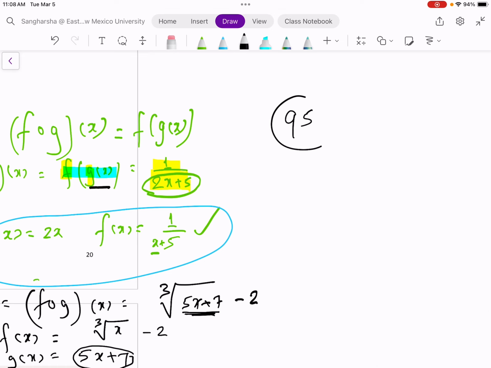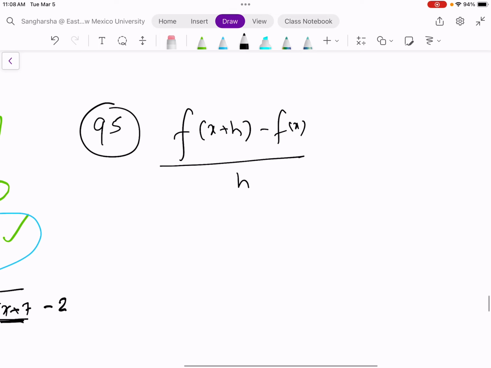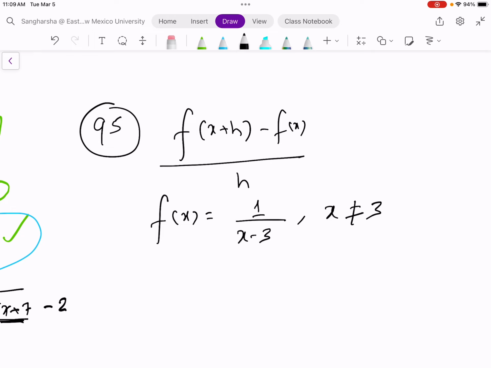In 95, we need to find the difference quotient. Finding the difference quotient means we are always finding f of x plus h minus f of x, divided by h. Our f of x is given to us as 1 over x minus 3, and x is not equal to 3. Why so? Yeah, right. When you choose x to be 3, we have 1 over 0, which is undefined. 3 is not in the domain. That's what it says here.